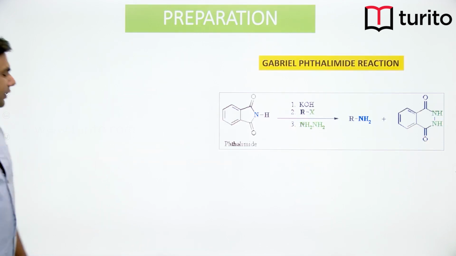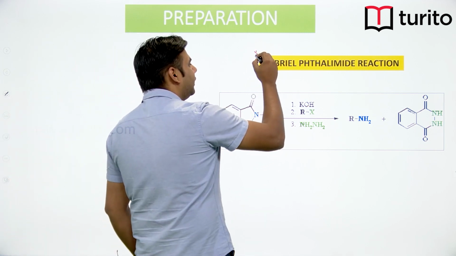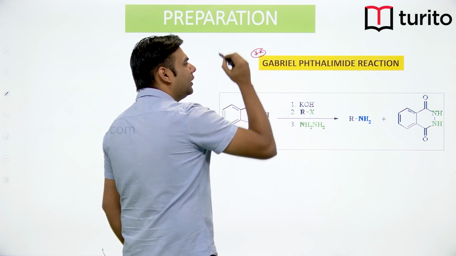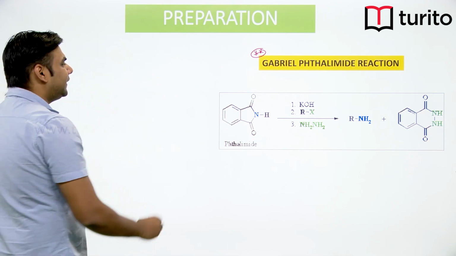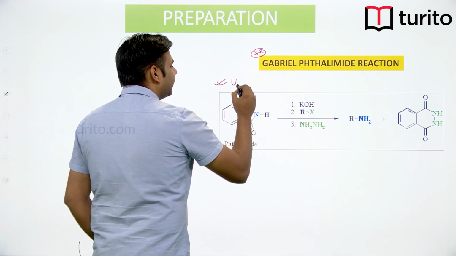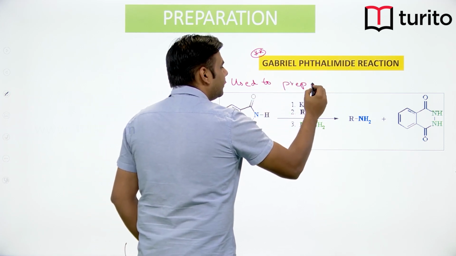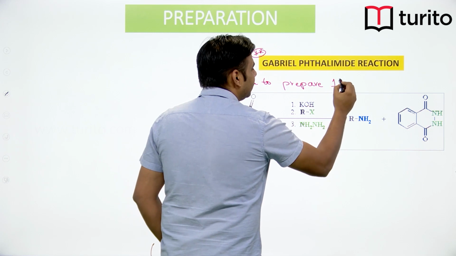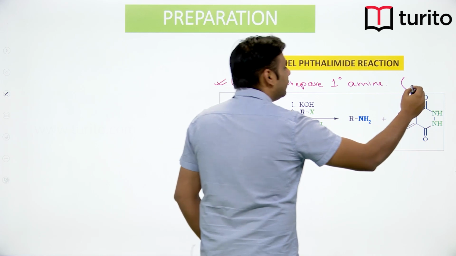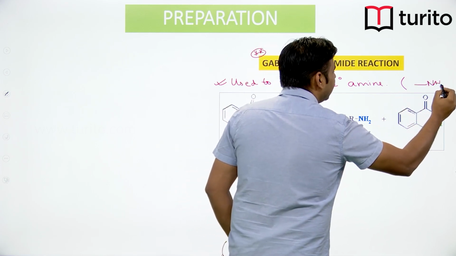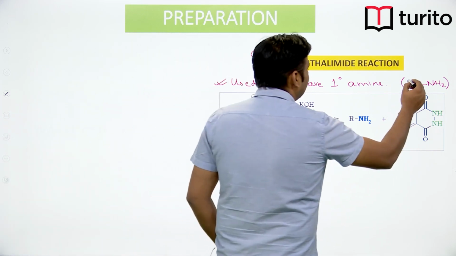The next reaction that comes is the Gabriel phthalimide reaction. Now this is a very important reaction. Many questions have been asked on Gabriel phthalimide reaction in JEE Mains as well as Advanced. Now this reaction is used to prepare a 1 degree amine effectively. What is a 1 degree amine? It has a free nitrogen attached to 2 hydrogens, and there can be an alkyl group over here.